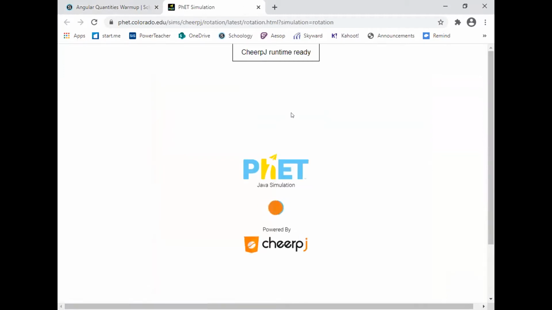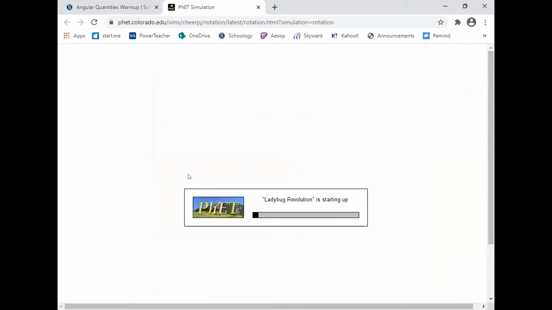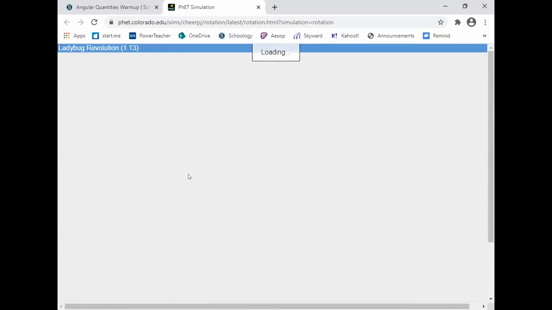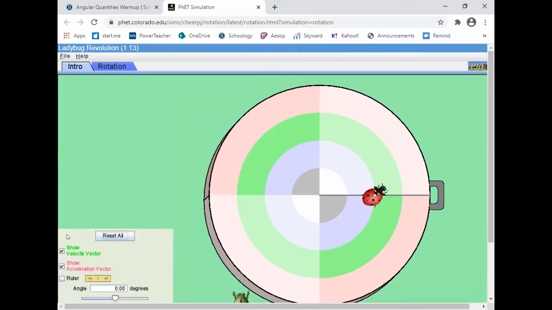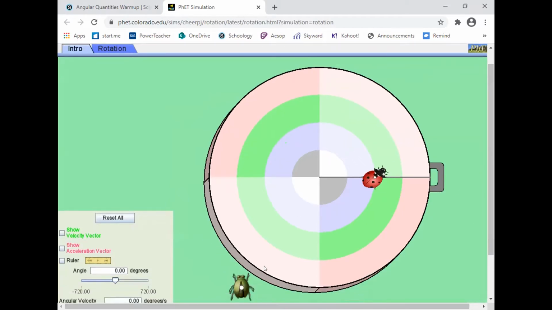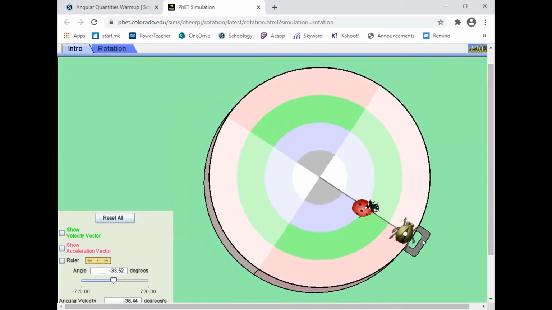All right, I want to ask another conceptual question that's related. What I've got here, let me show you this animation first. It's a turntable, and I'm going to sit two bugs on this turntable. Give it a second to load. Okay, I'm going to turn these off. I've got a ladybug there. I'm going to put a little beetle here, and I'm going to spin it, maybe.